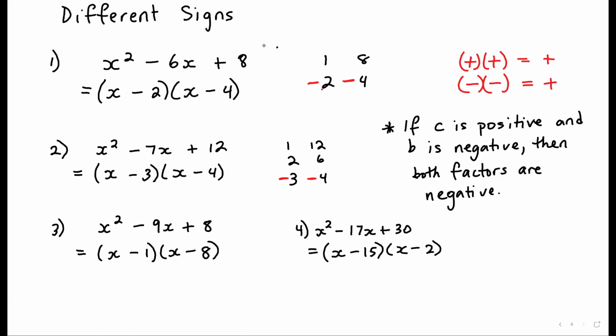So this is just something to really make a note of, girls. It's very important, right? So if C is positive and B is negative, then both factors are negative. That's the only way you could end up getting a positive product and a negative sum or difference.